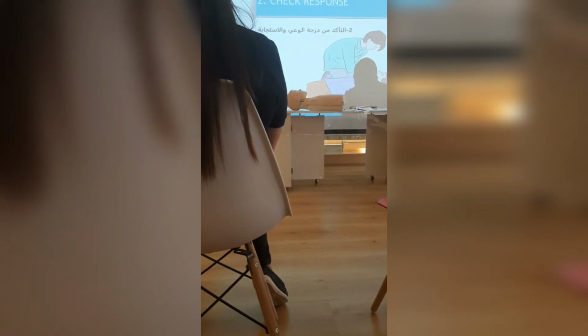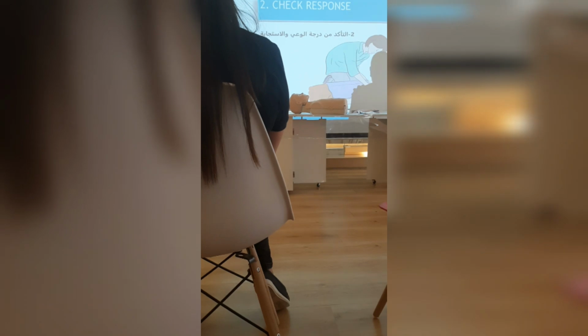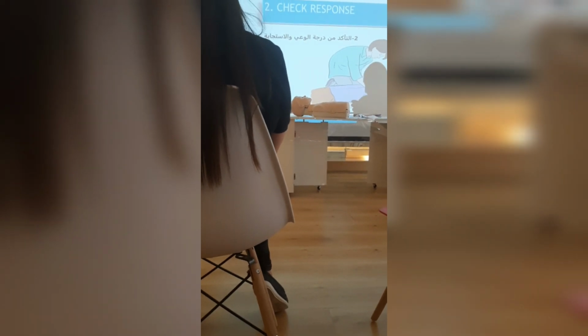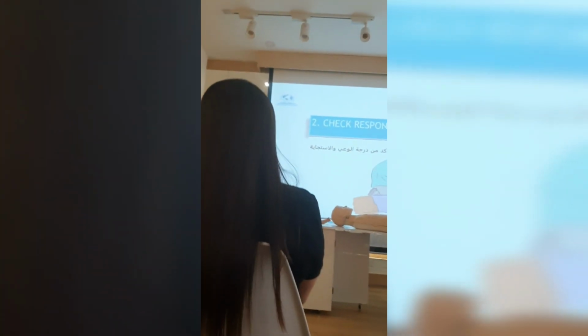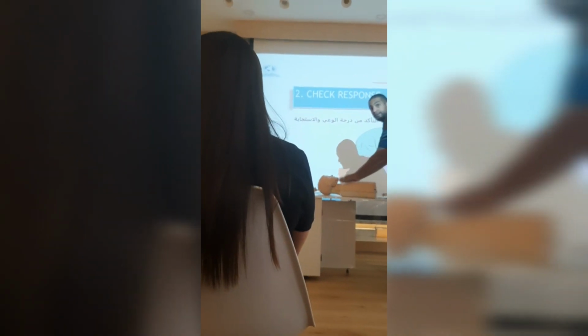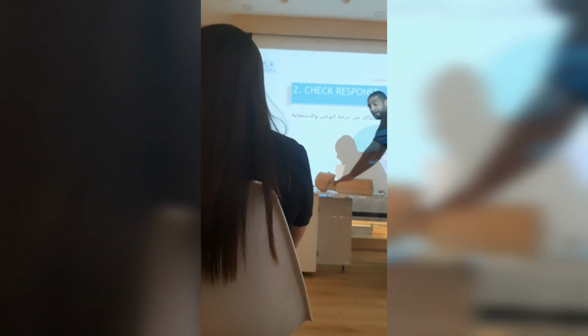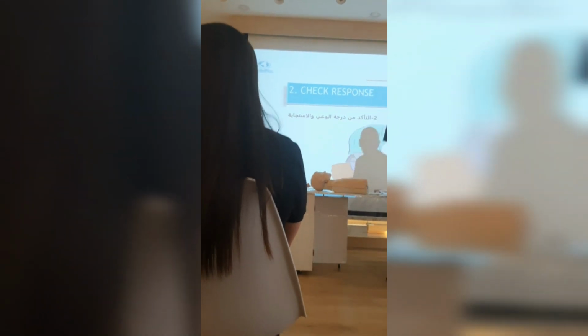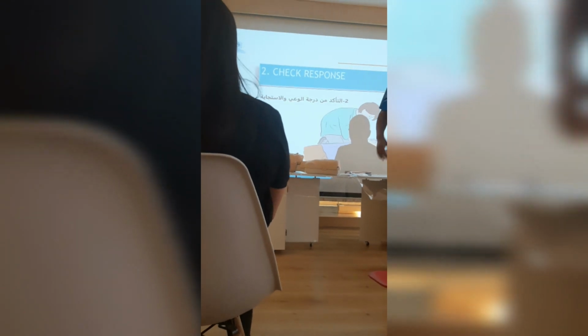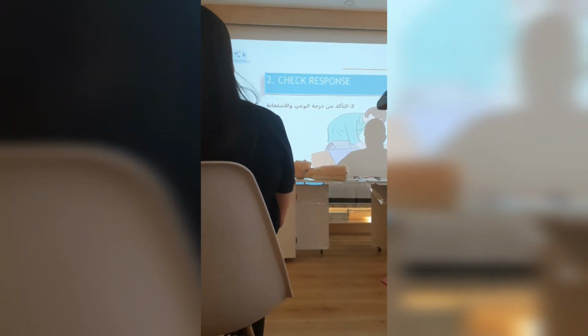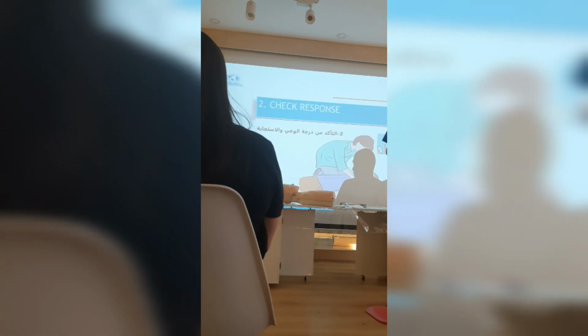But when you check any response, you need first to tap on the shoulder. For who? For adult and child. Infant, baby: are you okay? Okay. For adult and the child, the shoulder, like this. Are you okay? Are you okay? You hear me? For example, if you find any part of the body move, means the patient is responding, or if you see the chest rising, okay? So it means also responding.